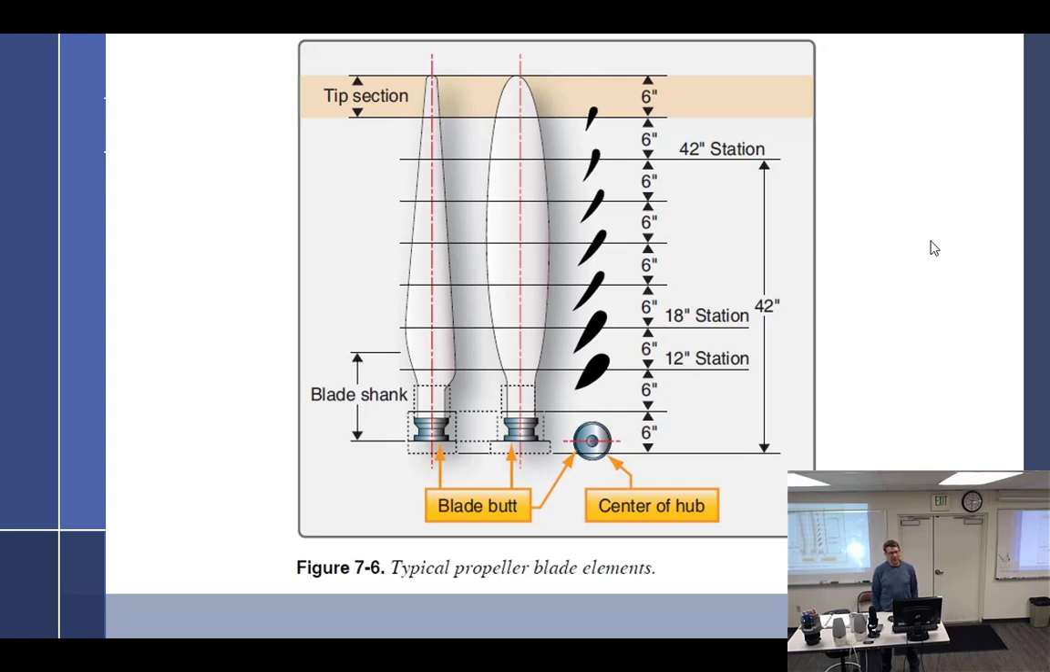So one of the things we talked about last was the blade element theory. It's not really a theory. I don't call it a theory. I mean, it's a fact. And if you take a cross-sectional area of a blade every inch, or according to this, every 6 inches, you can see how different each one of those is going to look on the exact same propeller.